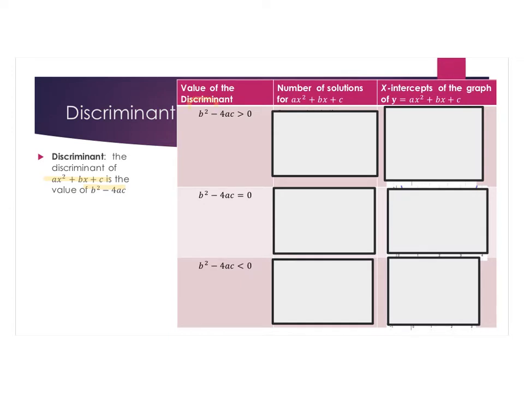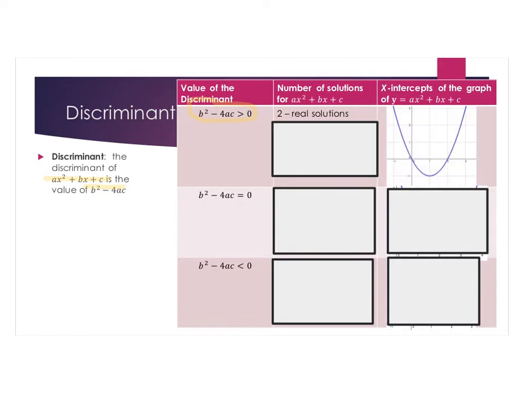If my discriminant is bigger than 0, meaning it's a positive number, then the number of solutions I have is 2. And the reason you have 2 solutions is, if you were to graph something with a positive discriminant, notice you have 2 solutions. You have this guy and this guy, meaning you have 2 places in which the graph crosses the x-axis.